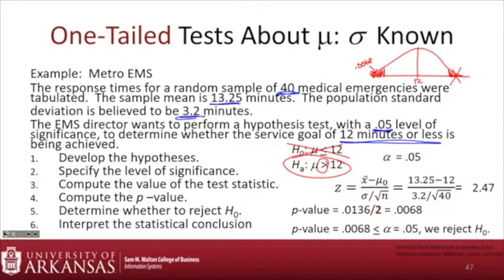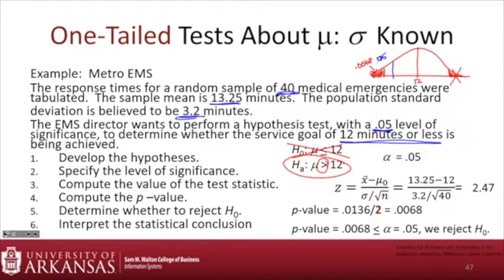I said I would be happy if the entire probability was 0.05 or less. And it's actually less than that, so it's in my happy region. And since our p-value, the probability of this happening, is less than 0.05, we're going to reject our null hypothesis.